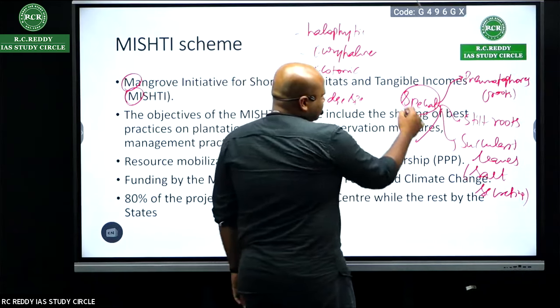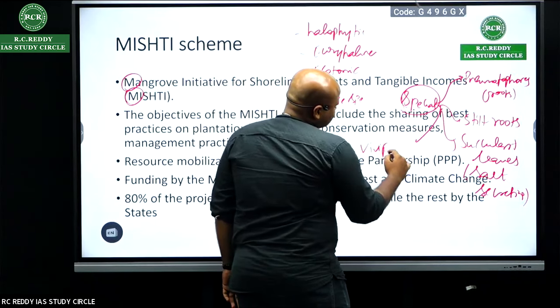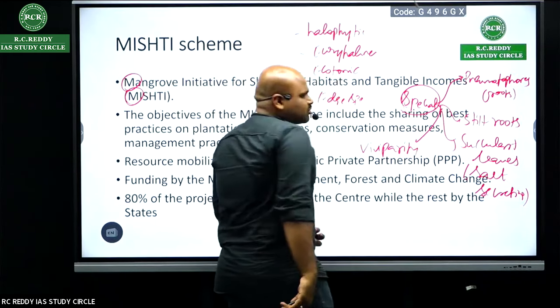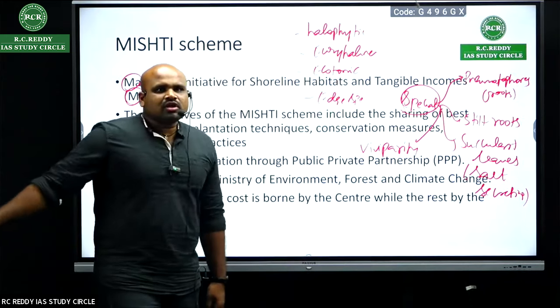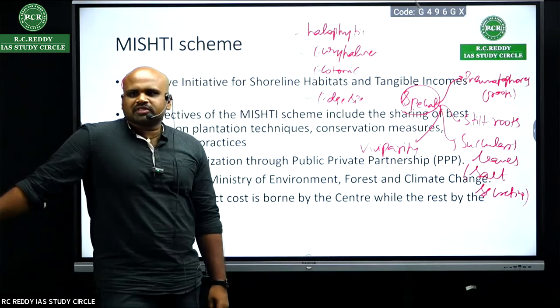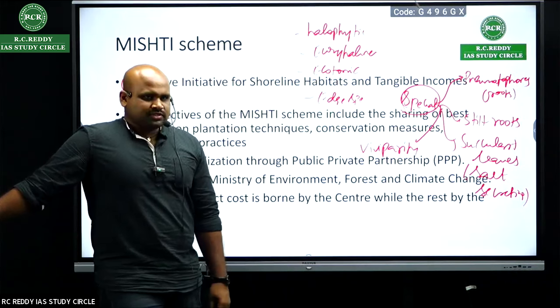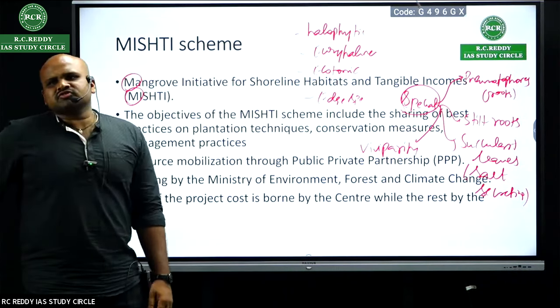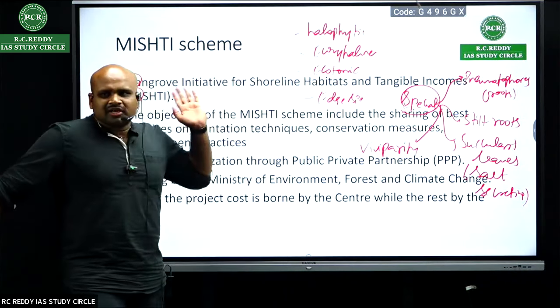One more is what, my dear? Viviparity. Viviparity is one more condition which is existing. All of these are the factors which are present with respect to a mangrove species. Right? To conserve this mangrove species, what is happening? I have something called the MISTI program.